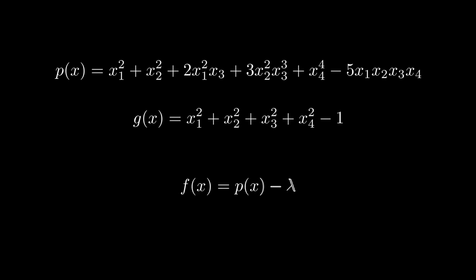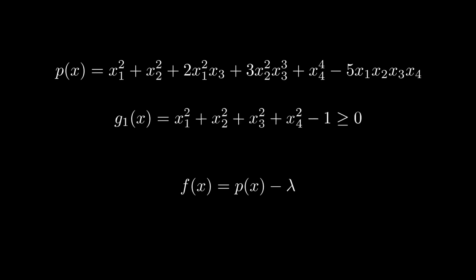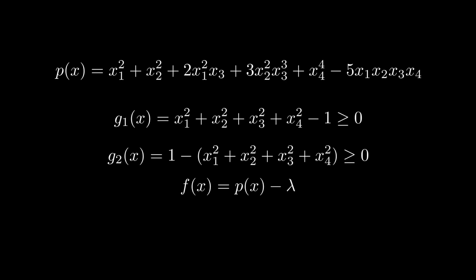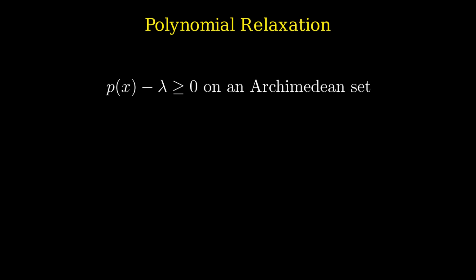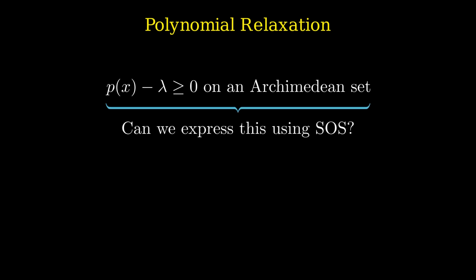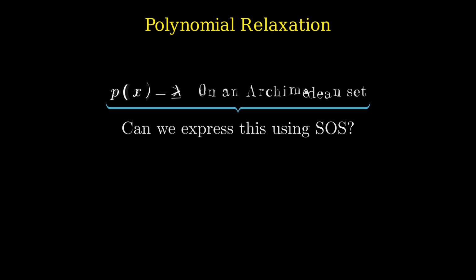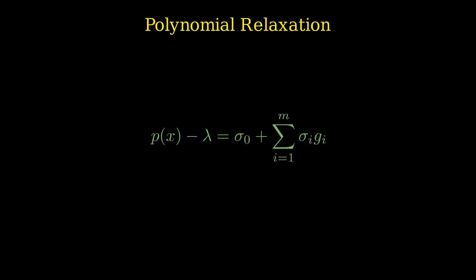Our goal here is still to maximize lambda. But as we mentioned earlier, directly ensuring non-negativity is computationally hard. Instead, we'd like to reformulate the problem by relaxing the constraint into a simpler convex form. The relaxation involves expressing p of x minus lambda as a combination of SOS polynomials and the constraint functions. This is called the SOS relaxation.